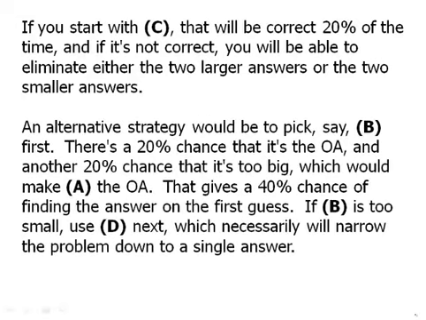There's an alternative strategy. So this is a little more sophisticated, but you can certainly use this if you like. Alternate strategy would be to pick B first. There's a 20% chance that it's the official answer and another 20% chance that it's too big, which would make A the official answer. That gives you a 40% chance of being right on the first guess. And of course, if B doesn't work, then you'd use D next, and then that would narrow everything down to a single answer. So that's a slightly more sophisticated approach, but statistically, it gets you to the right answer on average a little bit faster. So certainly it's something to consider.